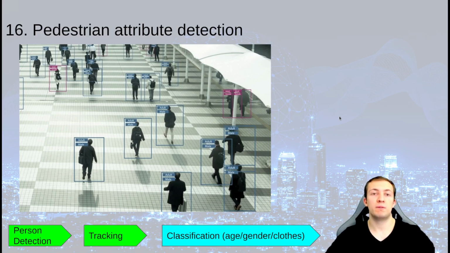Going one step further with pedestrian detection, let me introduce the pedestrian attribute detection use case. The idea is to start with person detection and tracking, and then add multiple models that will try to understand different attributes of any given pedestrian. Usual use cases are age, gender, upper clothes, bottom clothes, and maybe whether a person has a backpack or not.